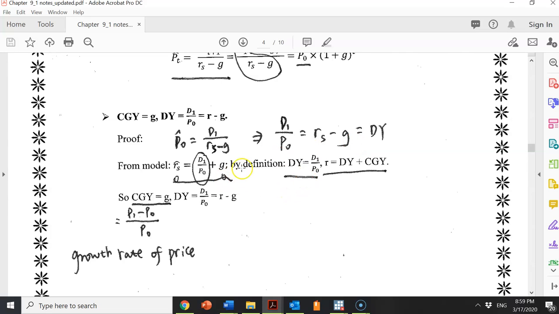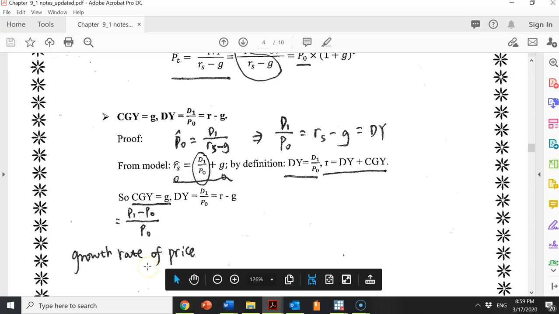Okay, and by definition we know this first part is DY. So the g becomes capital gains yield, okay, because we know DY plus capital gains yield is the total stock return Rs. So the first part is DY, dividend yield, and the second part, g, is capital gains yield, which is P1 minus P0 over P0, which is the growth rate of price.